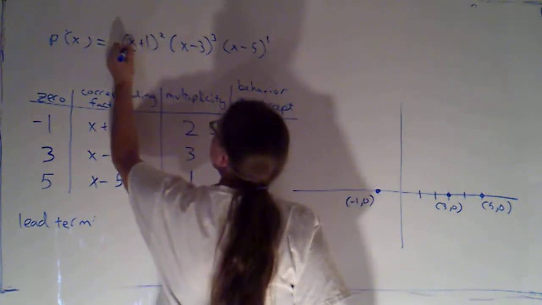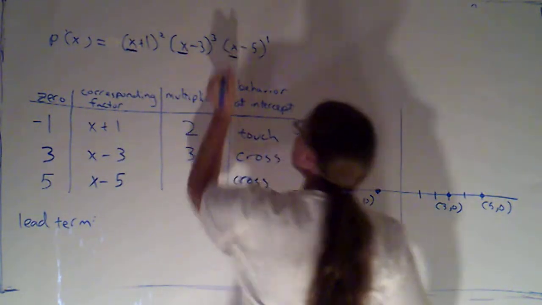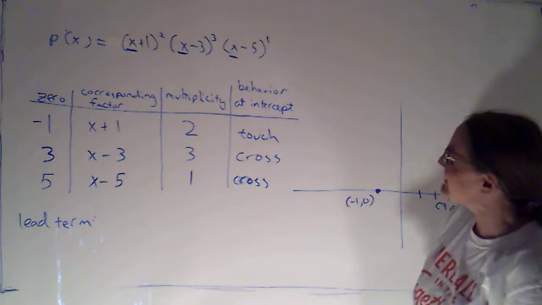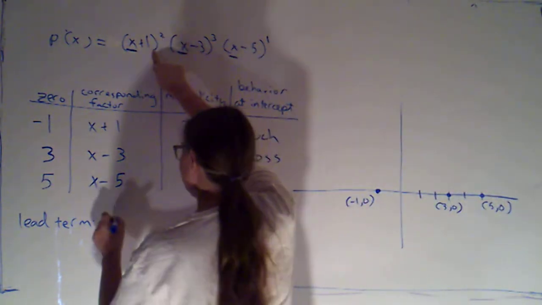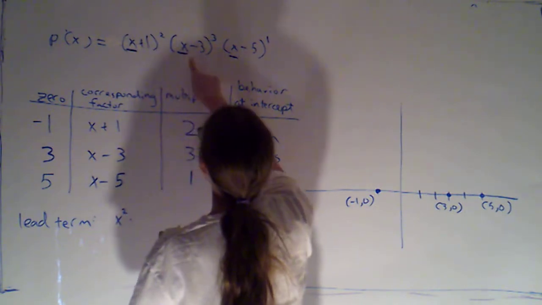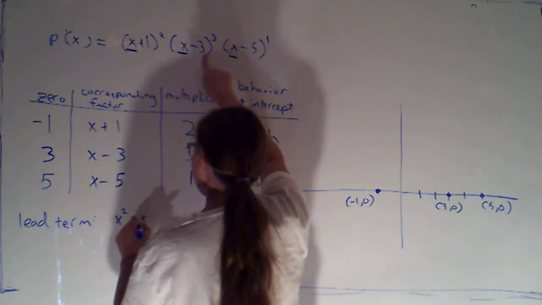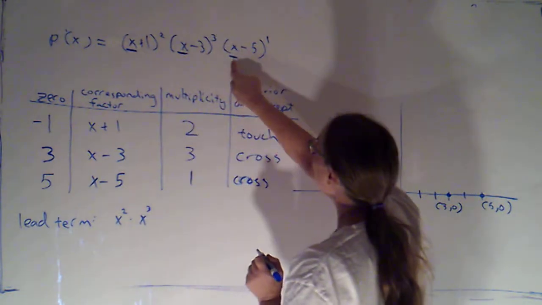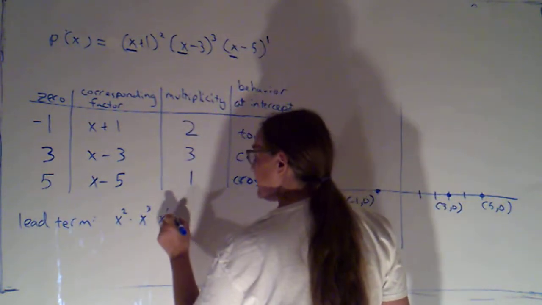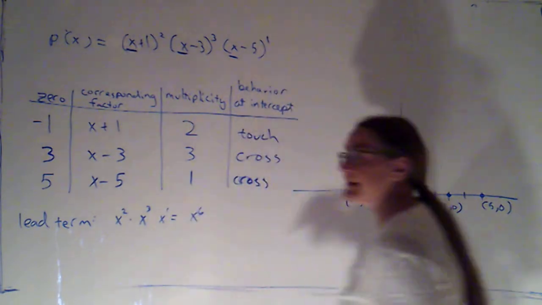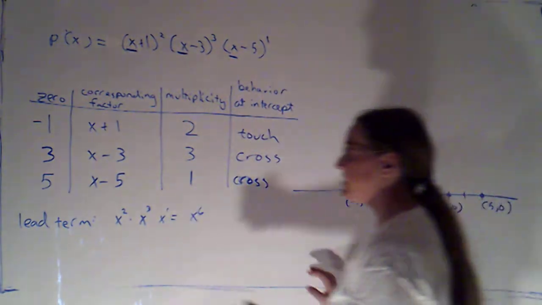Well, let's see. I've underlined, it looks like x is actually the lead term in each factor. Since I've got 2 copies of this factor, that's going to be an x squared. 3 copies of this factor, that's going to be an x cubed. 1 copy of this, that's just going to be an x to the first. That's a total of x to the 6th. So that's my lead term.